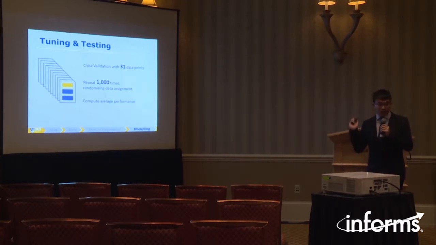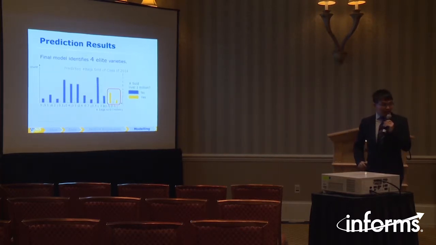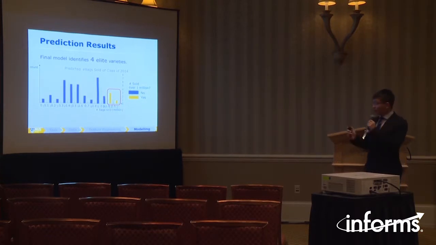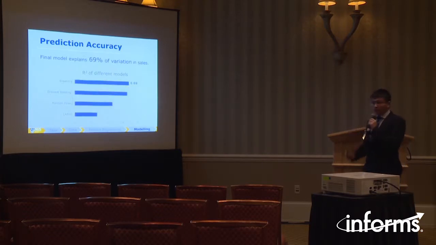So we have built our model. How good is it? With the final ensemble model, we are able to identify 4 elite varieties with a predicted sales of over 1 million. And our final model is able to explain up to 69% of variation in sales in out-of-sample measure. That is, we computed the average across the 1,000 times of cross-validation, and we computed the R-square out of sample, that is, in the testing data. So our model is pretty accurate.